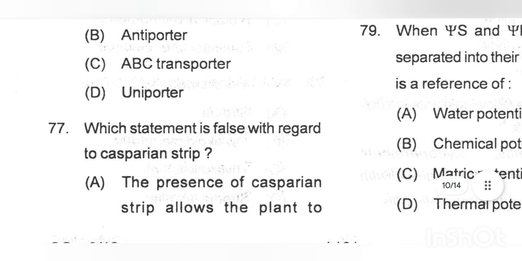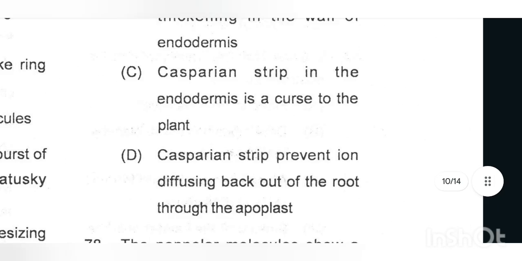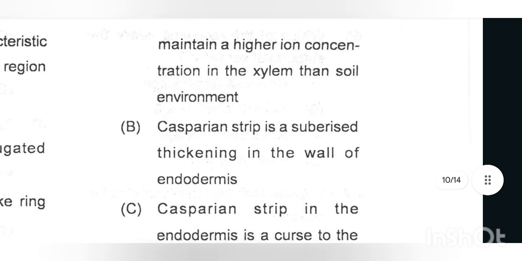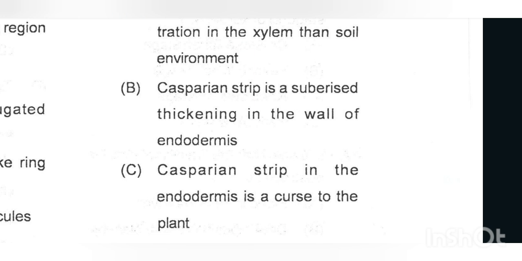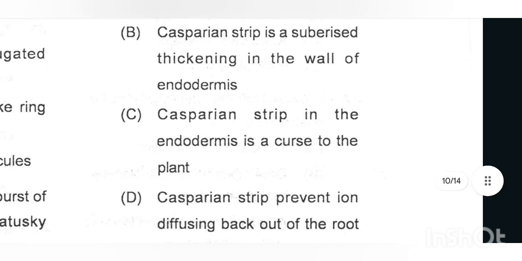Then question number 77, which statement is false with regards to Casparian strip? The presence of Casparian strip allows the plant to maintain higher concentration in xylem than soil environment. Casparian strip is suberized thickening. Then Casparian strip in endodermis is a course to the plant. Why is it the incorrect statement?